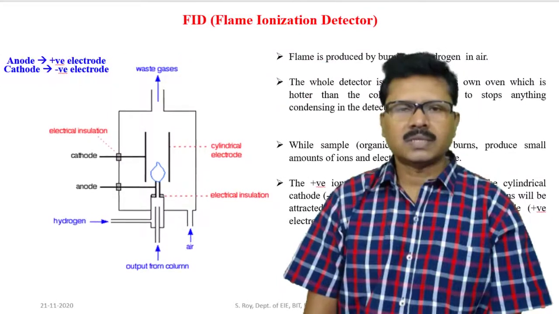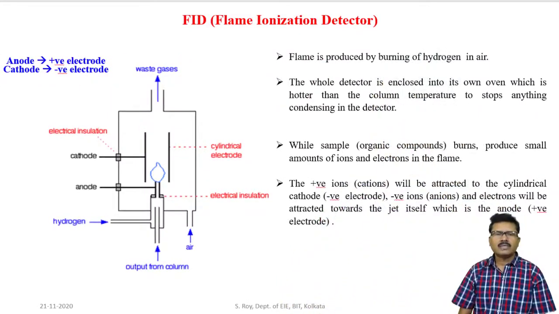Entering into the discussion. First, I am explaining about the flame ionization detector. The flame ionization detector is mainly used for organic compounds. In this case, a flame is produced with the presence of hydrogen and air. Hydrogen is used as a fuel and air is used as an oxidant.